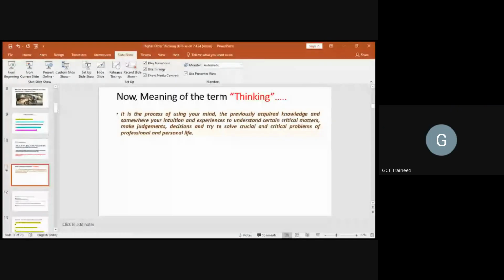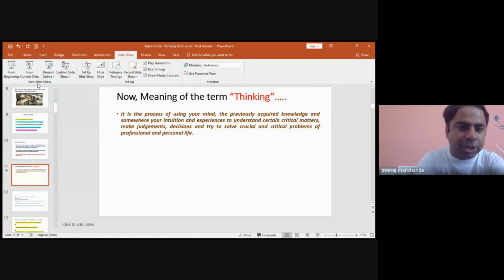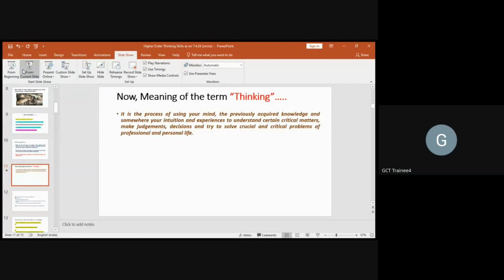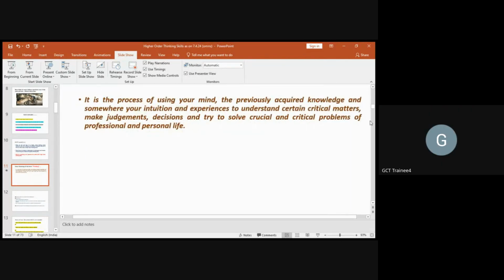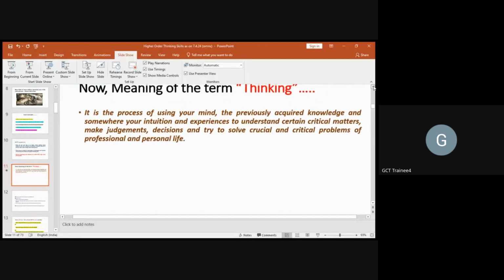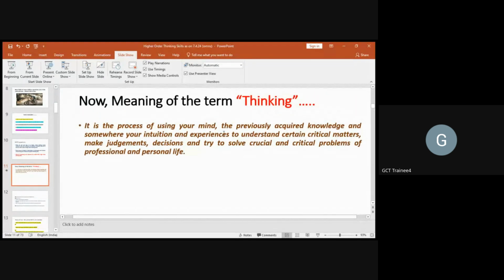It's not working actually. Now it is working. Okay, might be some issue with the term slideshow. So should I use slideshow or should I use this? Use this only if you find that is difficult.